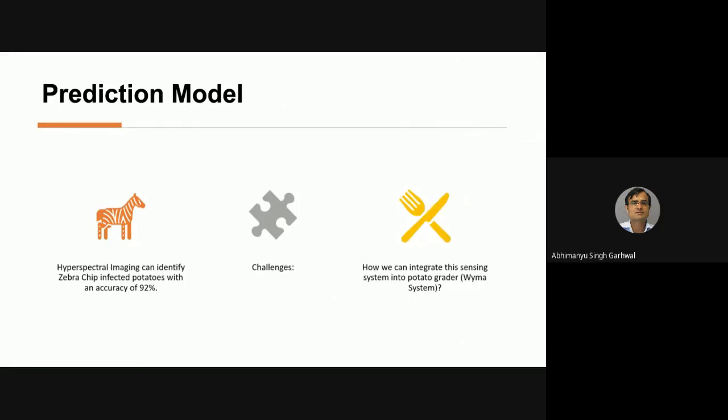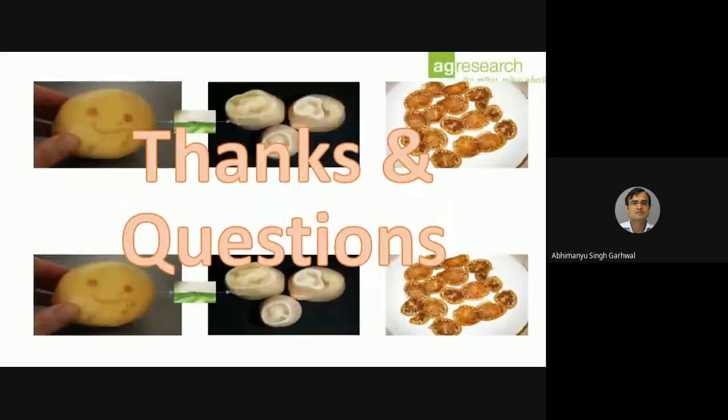Now, the prediction model. In the hyperspectral imaging trial that we did, it can identify zebra chip infected potatoes with 92% accuracy. And now we are looking at how we can integrate this sensing system into the Viama system that we are working on. Thanks. Any questions?